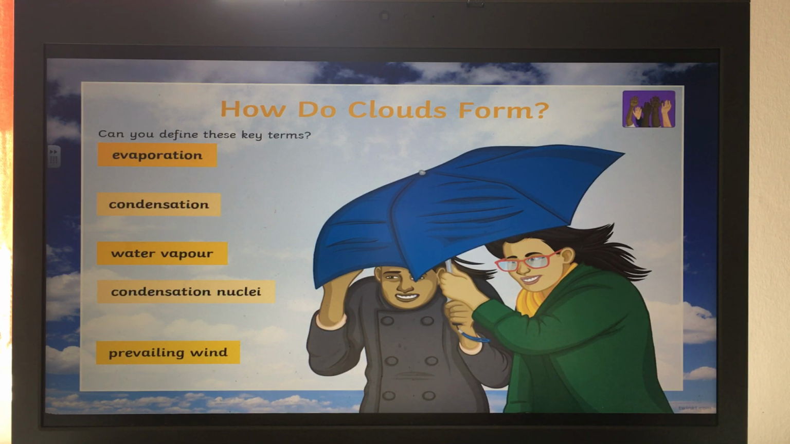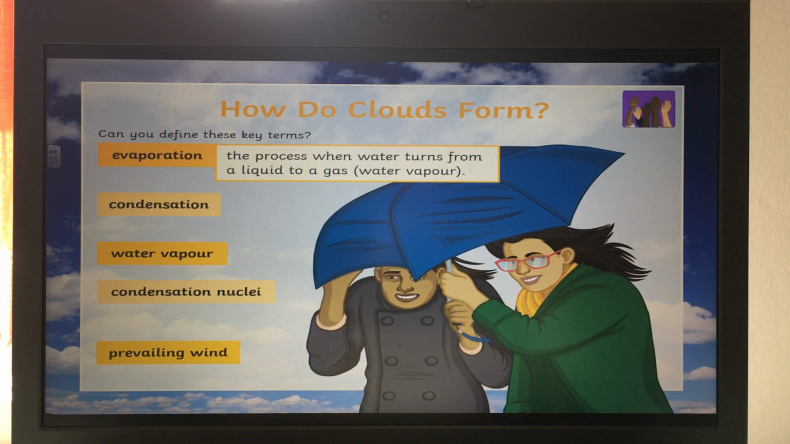Okay. So these key terms ought to be familiar to you, especially Year 5 who did the water cycle within lockdown, so at least within the last 10 weeks or so. Evaporation, condensation, water vapour, condensation nuclei and prevailing wind. There's one of those which I'm less familiar with, but pause the video here, have a little think what each of those key terms mean.